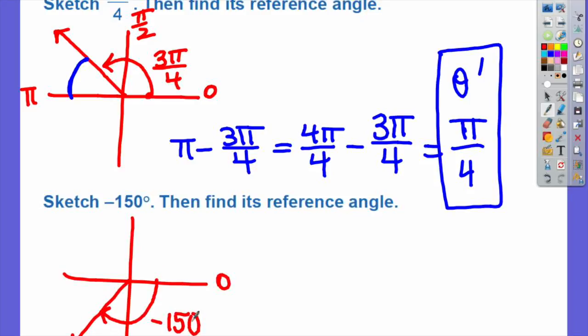Negative 150. How many times do you have this page? 2? I mean 3 or 4? There's going to be 3, but I doubt I'll be able to get to the last one. Okay.